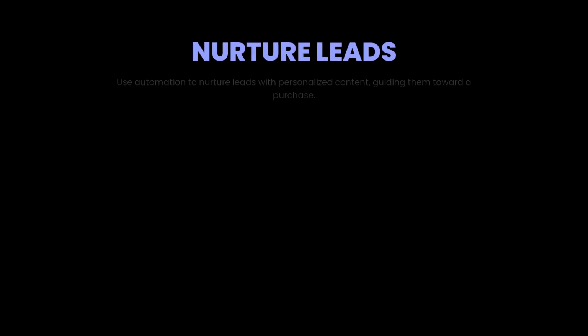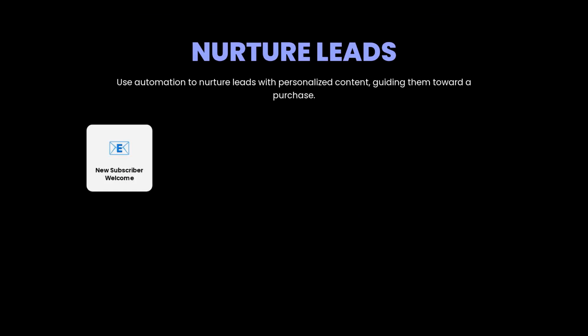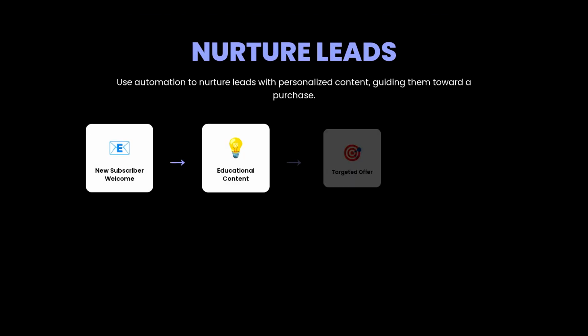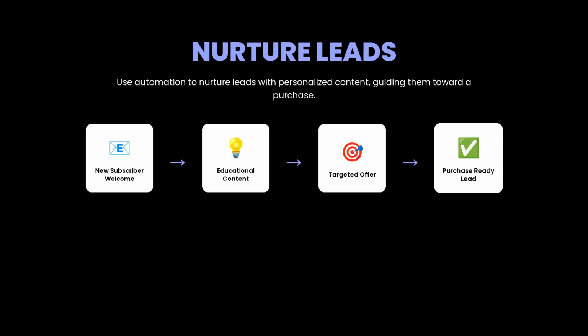Next, nurture leads. Once you've attracted potential customers, use automation to nurture these leads with personalized content and offers. Set up automatic email sequences that provide valuable information and guide leads toward making a purchase. For instance, an online course provider might send a series of educational emails to new subscribers.